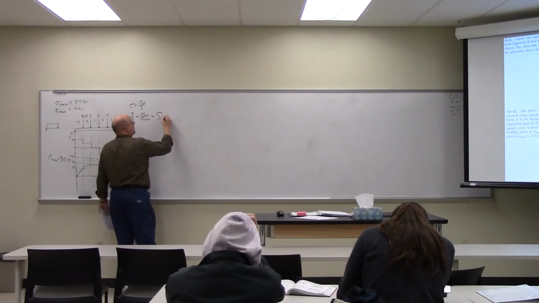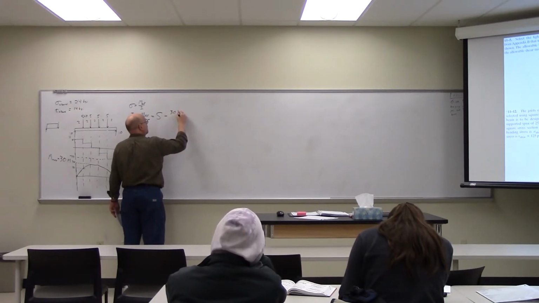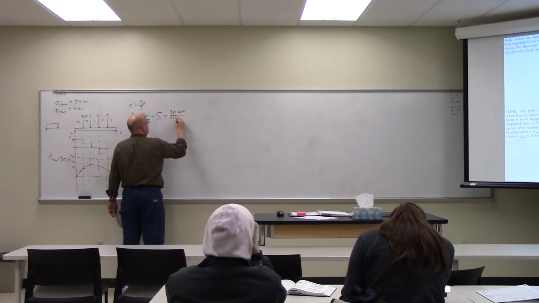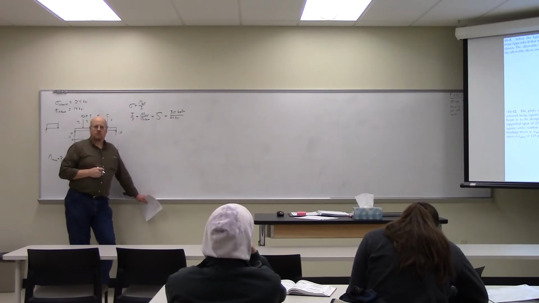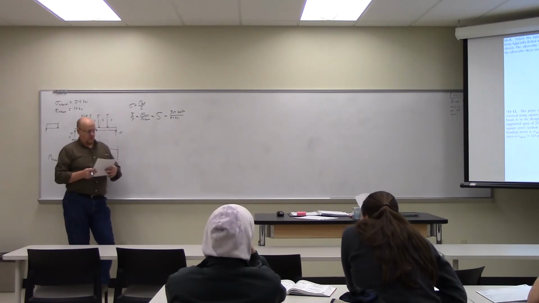So the section modulus is M, which was 30. What is that? Kip feet. Sigma allowed is 24 KSI. And what do I do there? From this, what do I do with that? Now we go to the chart, right?